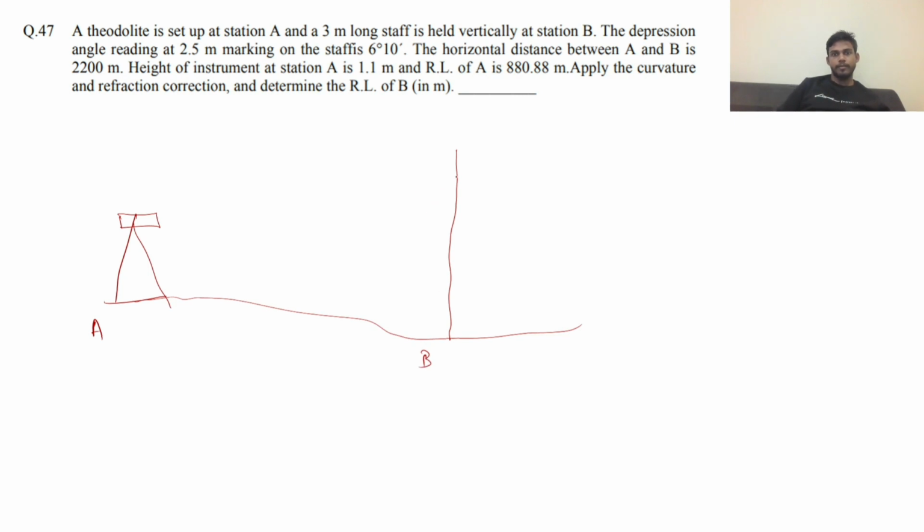Meter is held at B. The depression angle at the 2.5 meter marking on the staff is 6 degree 10 minutes. Depression angle, so it will be below horizontal. So it will be somewhere around here. The total height is 3 meter and the depression angle at 2.5 meter.